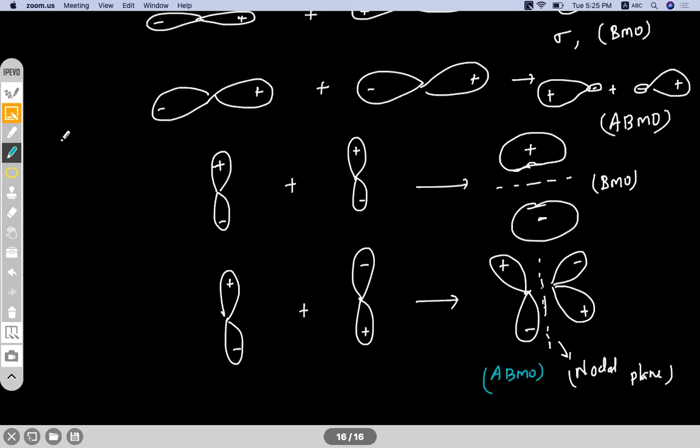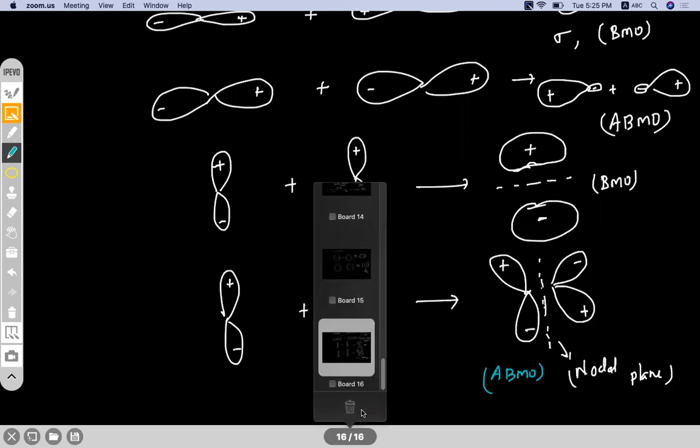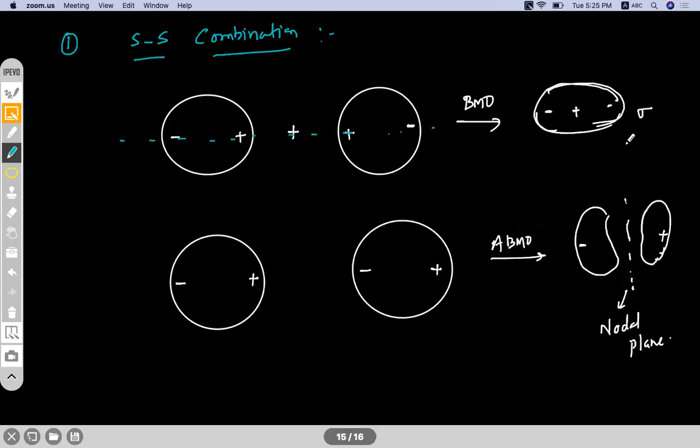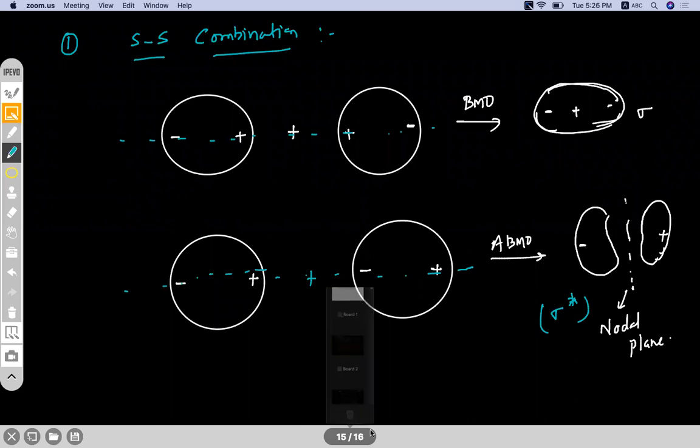See, one more thing here, when it is bonding molecular orbital, right, bonding molecular orbital is represented by sigma, and when it is anti-bonding, then it is sigma star. Means this star represents anti-bonding. When there is no star, it is bonding. Okay, why sigma? Because it is along the internuclear axis, right? That is why it is sigma. So sigma is BMO, sigma star is ABMO, anti-bonding.